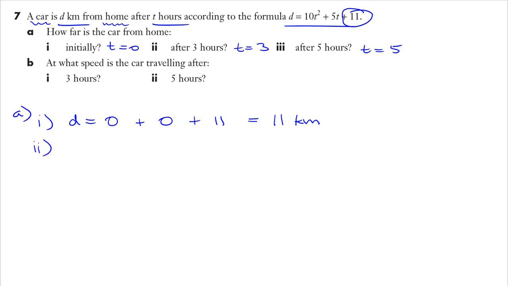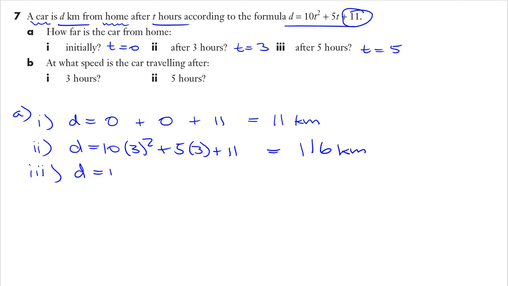Part 2, after 3 hours, the distance will be 10 lots of 3 squared plus 5 lots of 3 plus 11, and if you do those sums, you get a value of 116 kilometres from home. And part 3, the distance after 5 hours, 10 times 5 squared plus 5 lots of 5 plus 11 gives us a value of 286 kilometres from home.